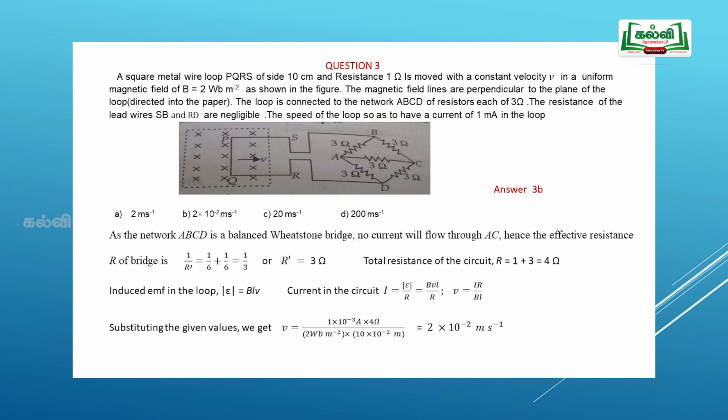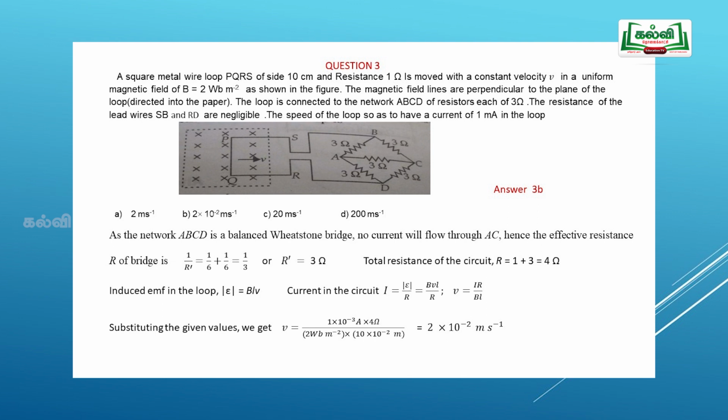What is asked? It's a square metal loop, okay? Of side 10 centimeter. So, this portion is of the length 10 centimeter, that is 0.1 meter. Resistance is given, its velocity v, right? In magnetic field is given. Fine, and again magnetic field, if it is given as cross, it is into the paper. If it is given as dot, it is coming out of the paper.